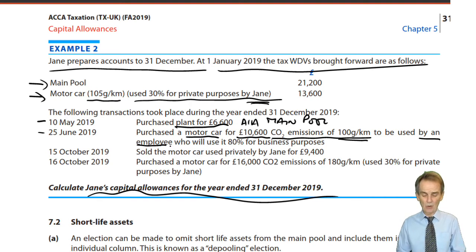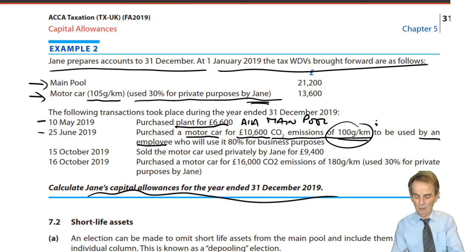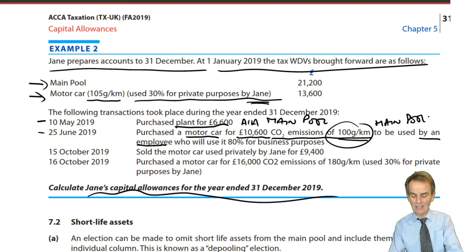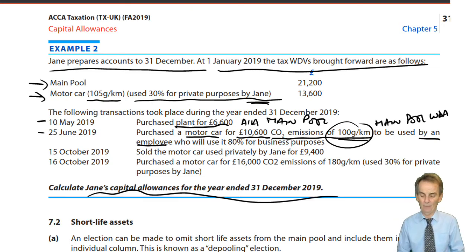So all we need to know there, therefore, is where will it go? 100 grams per kilometre, and that therefore means it's a main pool item. It's main pool, but of course, unlike the first one, the plant, which was and indeed is eligible for AIA, this is a car, and therefore as it's not a low emission car, it's WDA.